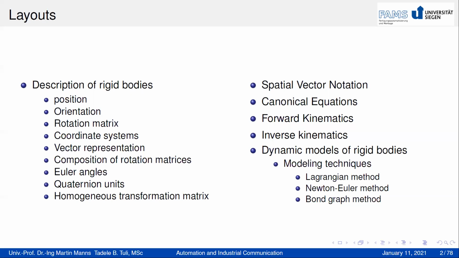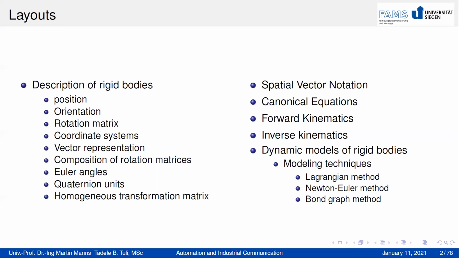In general, just for a revision, maybe you have studied in different lectures or in different courses about position, orientation, rotational matrices, coordinate systems, how to represent a vector, Euler angles, quaternion units, and also the homogeneous transformation matrix. Also, you might have seen spatial vector notation, canonical equations, the forward kinematic model and the inverse kinematic model. And I believe you have heard at least about the dynamic models of rigid bodies, maybe in machine design or in dynamics.